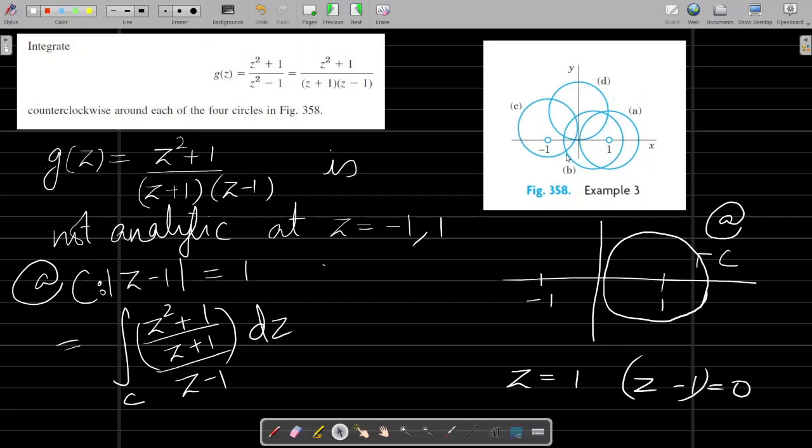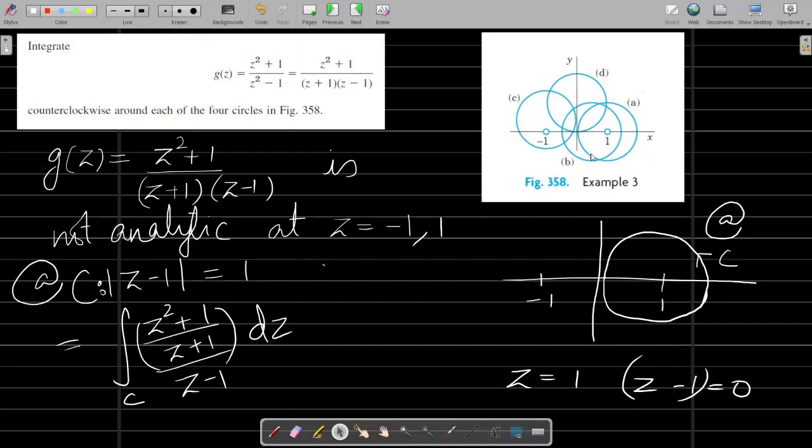The second circle B also contains one non-analytic point, that is the point z equal to 1. The third circle contains one non-analytic point, that is z equal to minus 1, and the fourth circle contains no non-analytic points. So we will be evaluating the integral along the first curve. So C is mod z minus 1 equal to 1, as you can see in this figure.